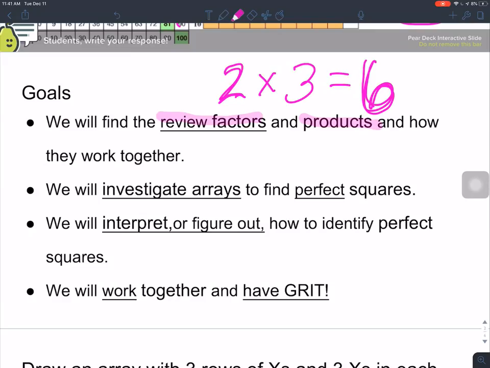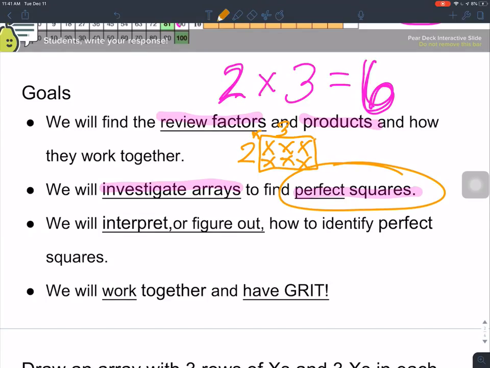We will also investigate arrays to find perfect squares. An array is a diagram of a multiplication sentence. This array shows 2 rows of 3. Now, if you notice, this array does not make a square, so we will come back to that.